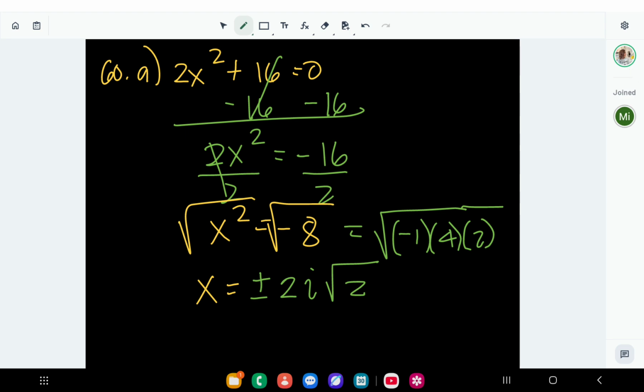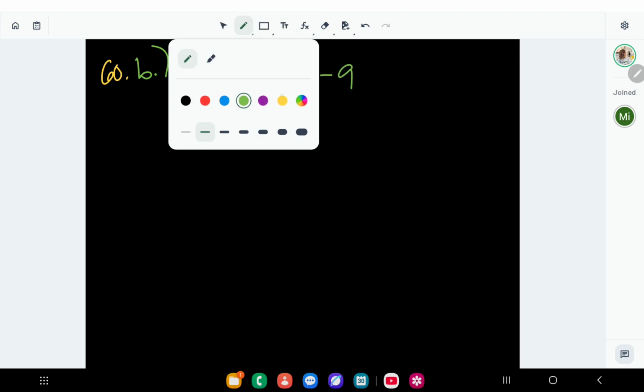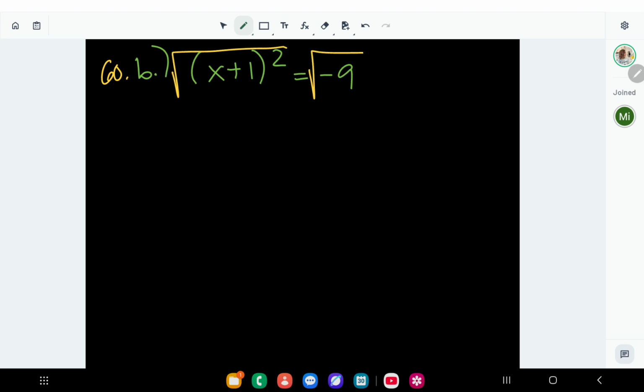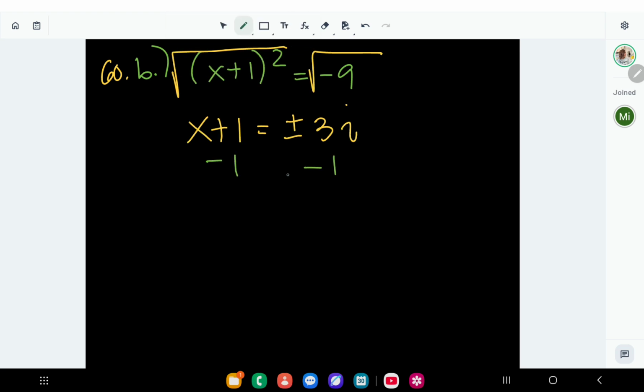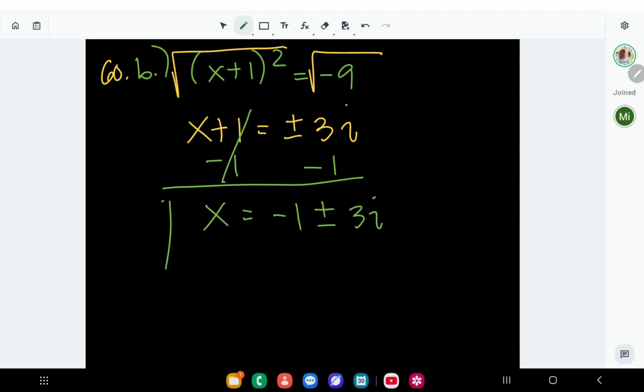Okay. And then letter B. Letter B is x plus 1 squared equals negative 9. We just get the square root of both sides. So we have x plus 1 equals, square root of 9 is 3, and square root of negative 1 is i. So this is plus minus 3i. And then we subtract 1 from both sides. So negative 1 plus minus 3i. These are the values of x.